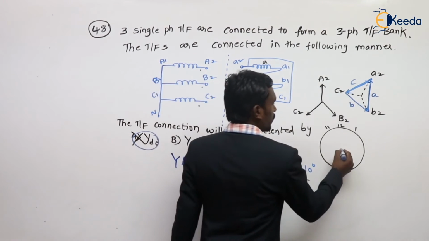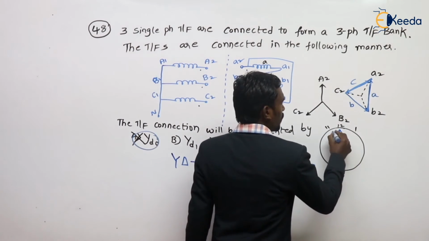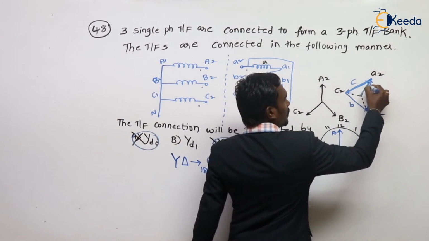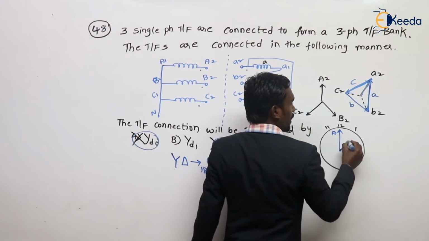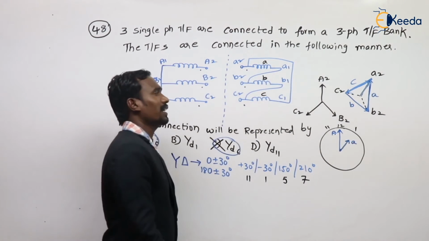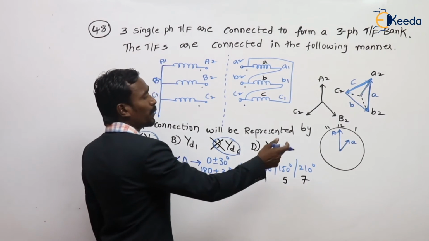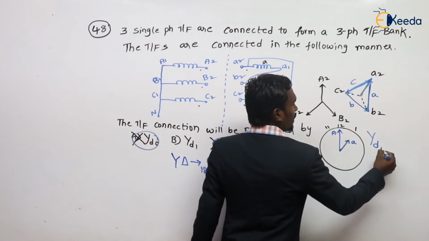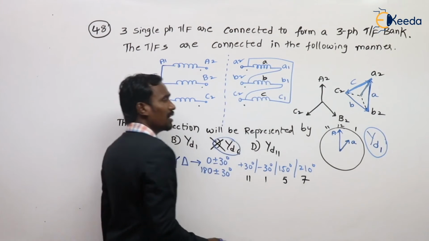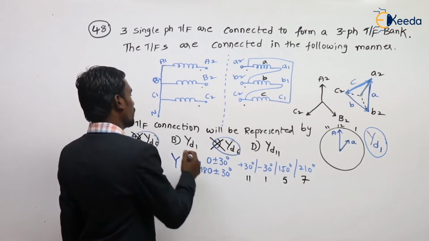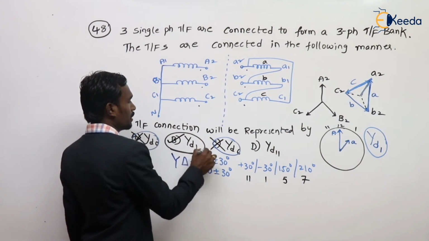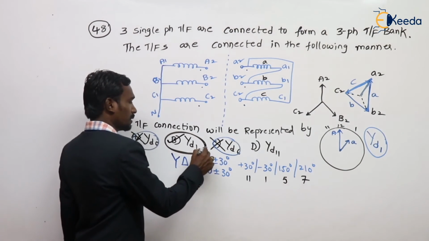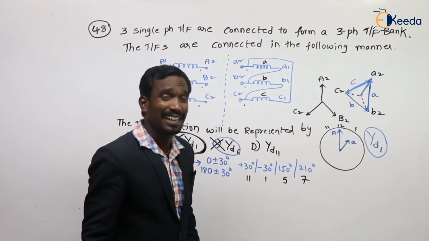Now see, the primary is the minute sign and the secondary is the hour sign. My hour sign is here. Then tell me how we can represent this. Primary is the star, secondary is the delta, and time is 1 o'clock. So option B is the 100% correct answer for the given data.